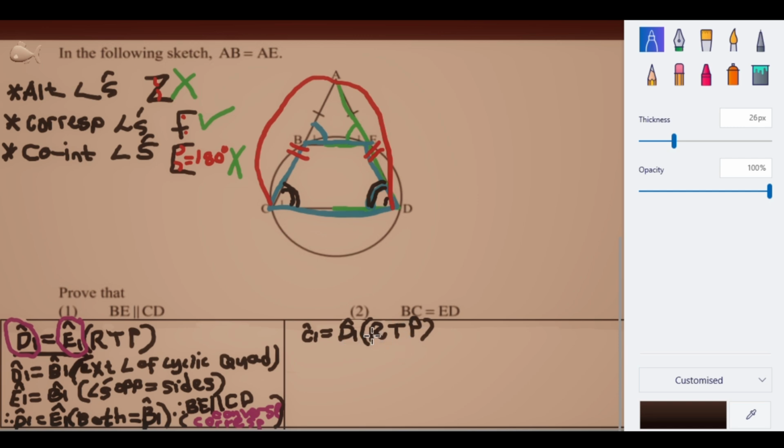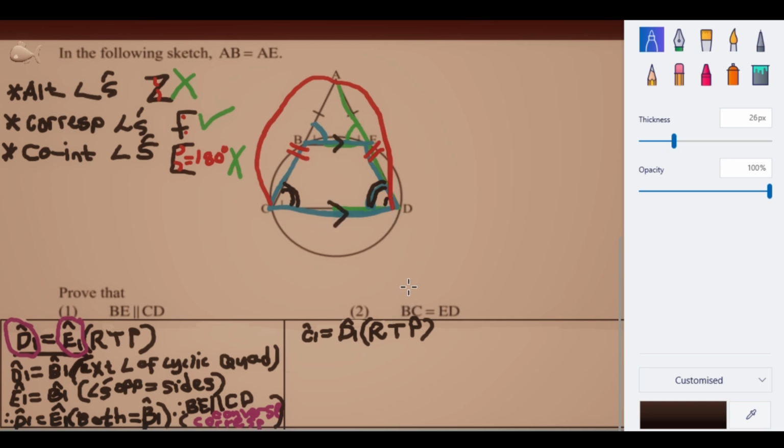How did we see that this is what we are required to prove? How did we determine that? Through indicating, guys. You have to indicate which lines they are talking about. If they say BC equal to ED, it means you have to indicate there. Just like in the first question, BE parallel to CD, you have to indicate the parallel lines there.